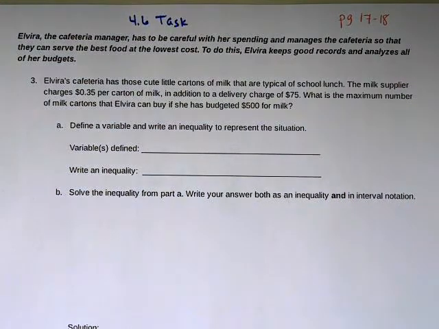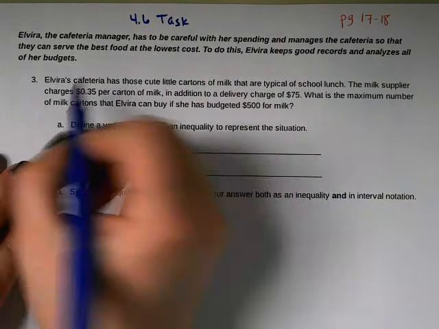So Elvira, the cafeteria manager, has to be careful with her spending and manages the cafeteria so that they can serve the best food at the lowest cost. To do this, Elvira keeps good records and analyzes all of her budgets. So we're going to be looking specifically at the milk cartons. The milk supplier charges 35 cents per carton of milk. So that is important.